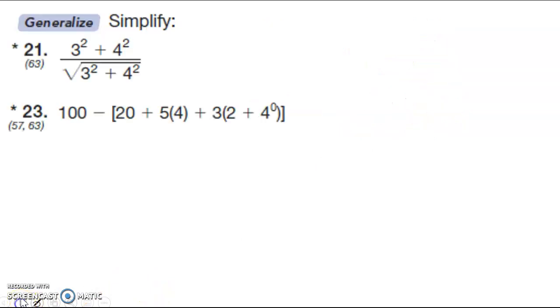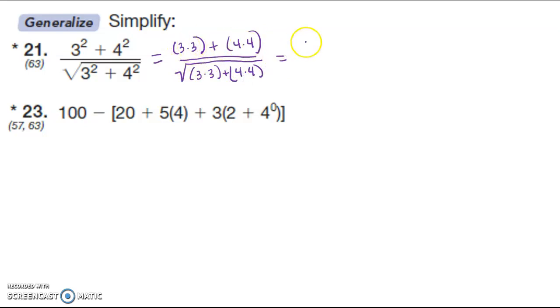All right, this one looks like fun. So we're going to do our exponents first. So I have 3 times 3 plus 4 times 4 over the square root, we're not scared of that, 3 times 3 plus 4 times 4. Let's do our multiplication. 3 times 3 is 9, plus 4 times 4 is 16, over the square root of 3 times 3 is 9, 4 times 4 is 16, 9 plus 16 is 25. Square root, I'm not dealing with it yet, 25.